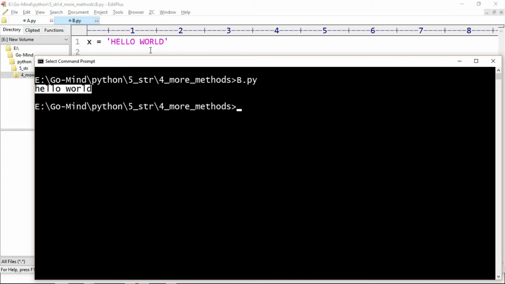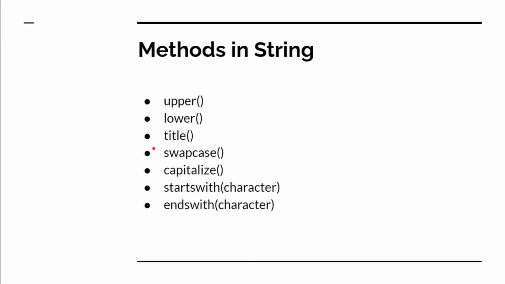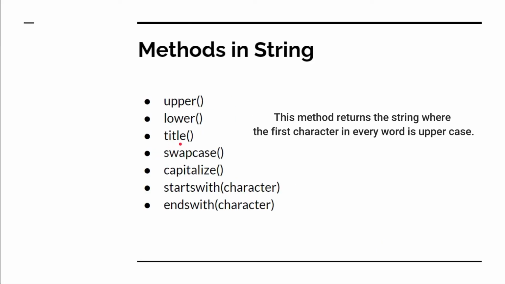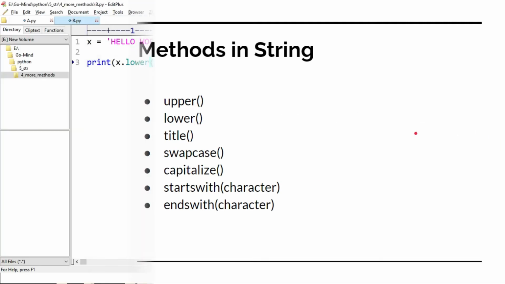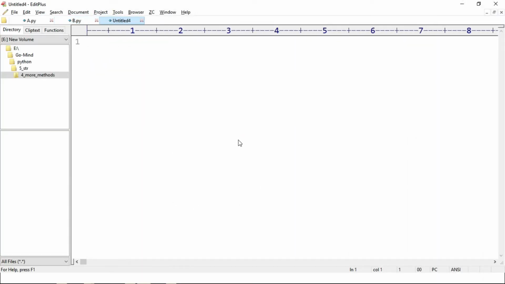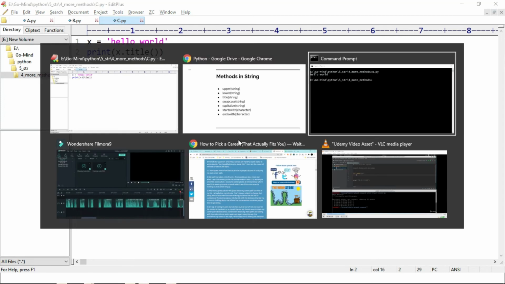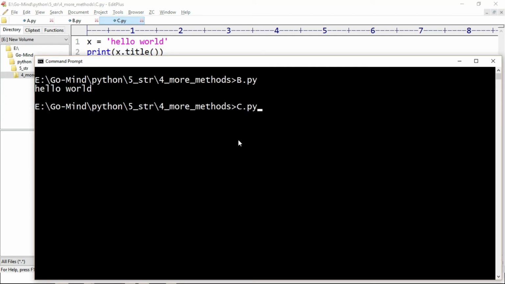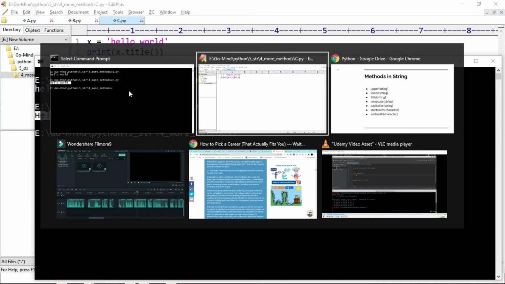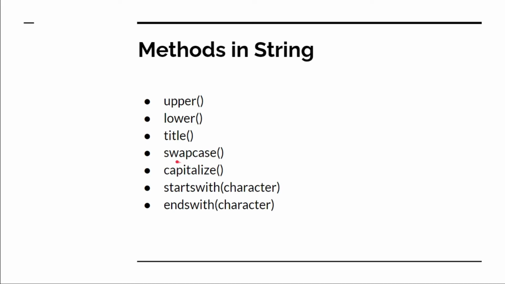Now the next is title case. This method returns the string where the first character in every word is uppercase. So let's see. c.py, x equal to hello world, print x dot title. Let's run. See.